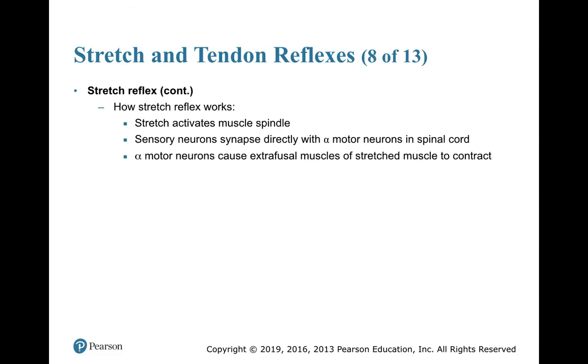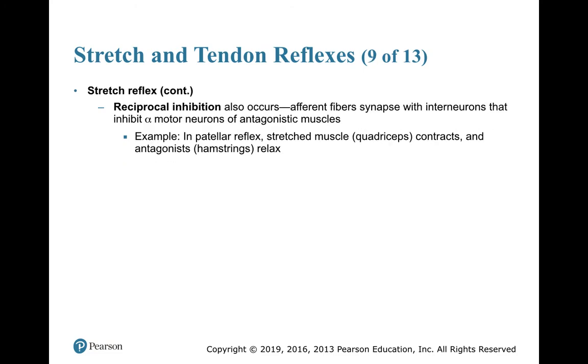So the stretch activates the muscle spindle. Sensory neurons synapse with alpha motor neurons in the spinal cord. The alpha motor neurons cause extrafusal muscles of the stretched muscle to contract. We get reciprocal inhibition. Afferent fibers synapse with the interneurons that inhibit alpha motor neurons on the antagonistic muscles of that movement. So a good example of this is the patellar reflex or the knee-jerk reflex, in which the stretched muscle, which would be the quadriceps, contracts and the antagonist, the hamstring, relaxes.